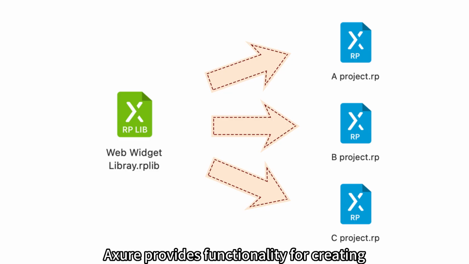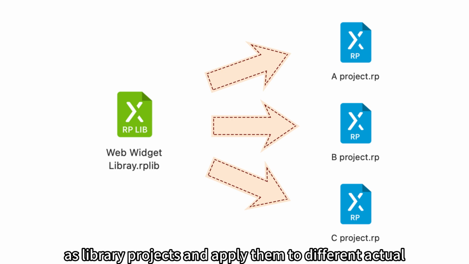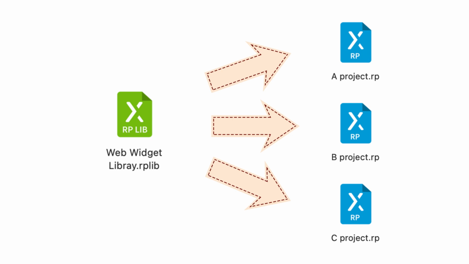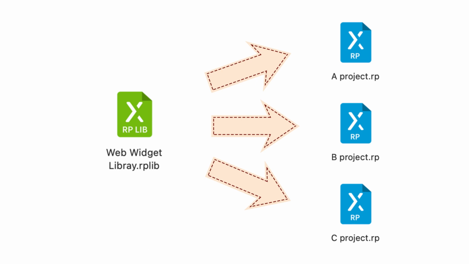Component Library and Templates. Axure provides functionality for creating and managing component libraries and templates. You can save components from the Design Resource Library as library projects and apply them to different Axure prototype files. This enables team members to easily utilize these components for building consistent interfaces.